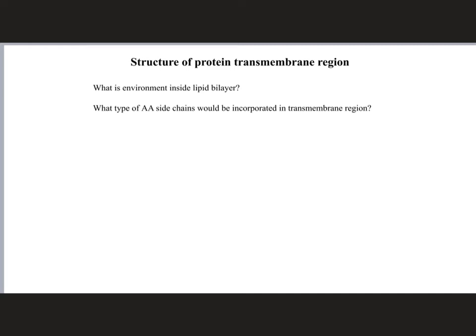All right, so let's talk a little bit now about the structure of the transmembrane region of a protein. What I first want you to consider is what's the environment inside the phospholipid bilayer. Hopefully by now you realize that the inside of that phospholipid bilayer is hydrophobic. That's where those fatty acid tails are congregating together to get away from water. So we have the polar head groups out here, and then we have the fatty acid tails. That interior part of the phospholipid bilayer is hydrophobic.